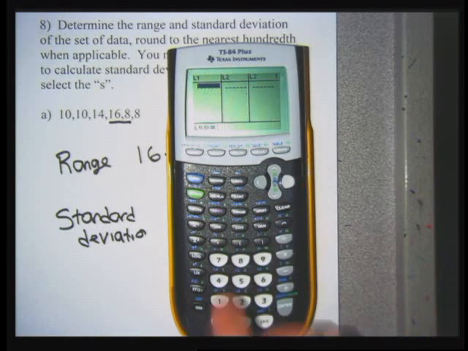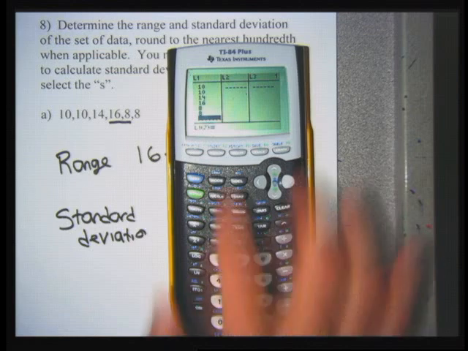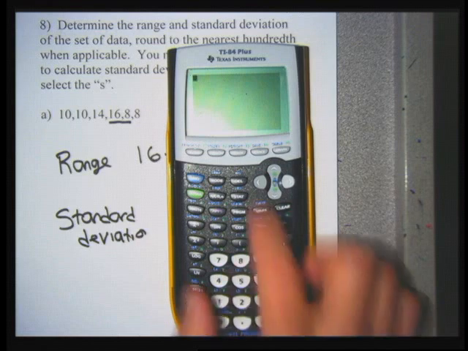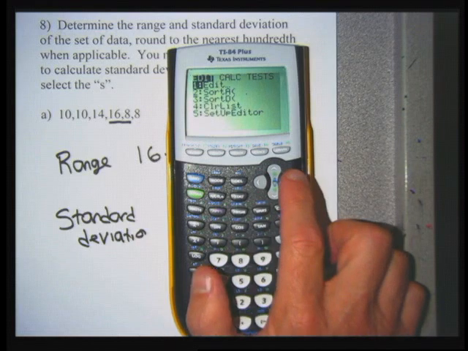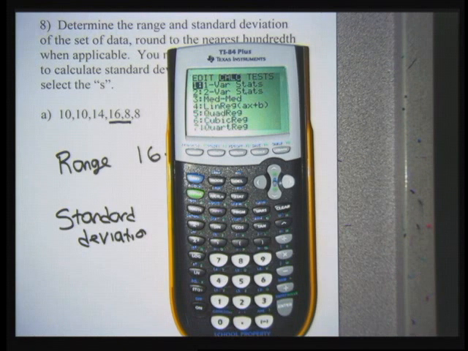Now I type the numbers 10, 10, 14, 16, 8, and 8. I'm going to quit out of this, although I don't think you'd need to. So I'm going to go second in mode. And I'm going to go stat, arrow over once to calc, and hit enter twice.